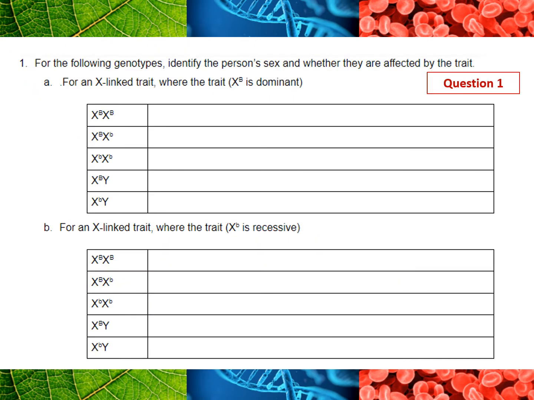All right, the first question is just getting you to interpret some genotypes. I'll go through the first two with you. In example A, we're looking at a dominant X-linked trait, so the dominant B allele is what will be expressed. This person has two X chromosomes, so they are female, and they've got two versions of that dominant allele. You would say they are an affected female, because the trait is dominant. That's all you need to do for those questions.